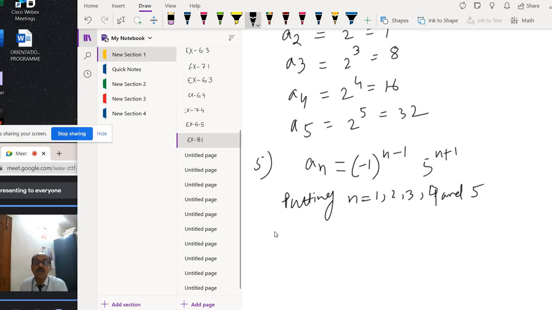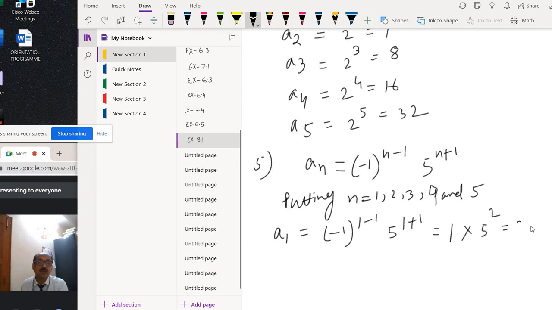So a1 equal to minus 1 to the power 1 minus 1 into 5 to the power 1 plus 1. Okay. So this equals minus 1 to the power 0, which is 1, into 5 square, which is 25. It will be 25 only.